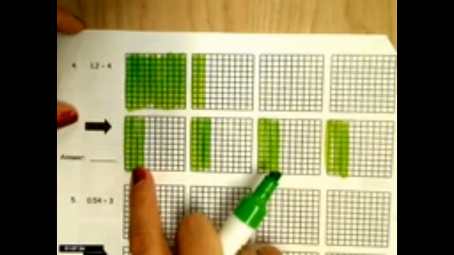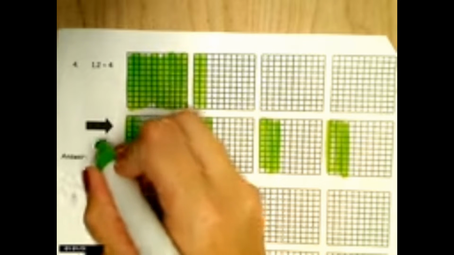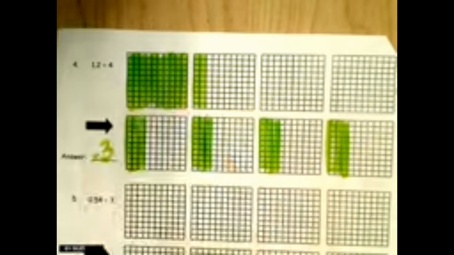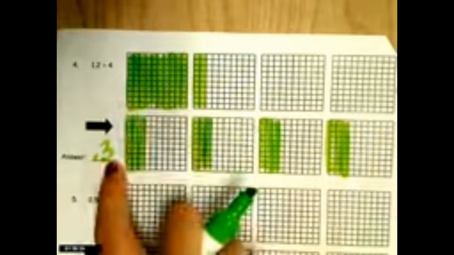And so my answer now is how many are in one group. And I have 3/10 in a group. And that's it. So 1 2/10 divided by 4 is 3/10.